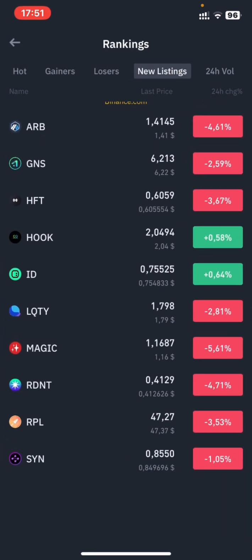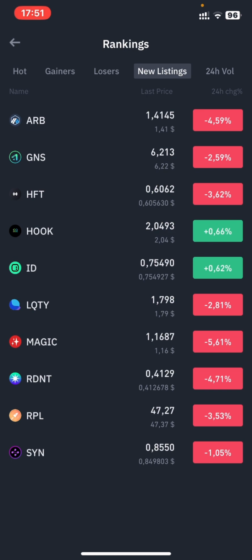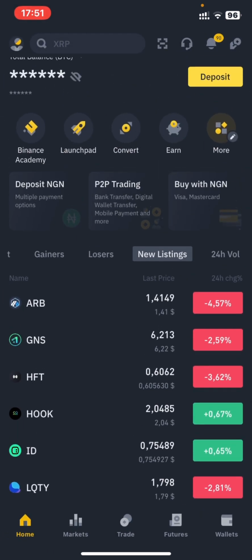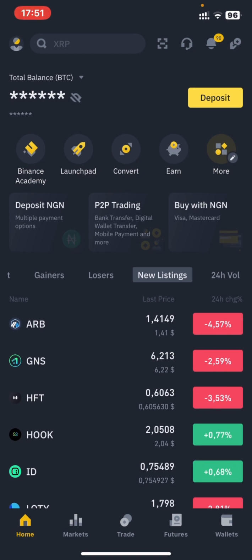So that's how you can make money with this kind of strategy on Binance, when Binance launches any token on their Launchpad.